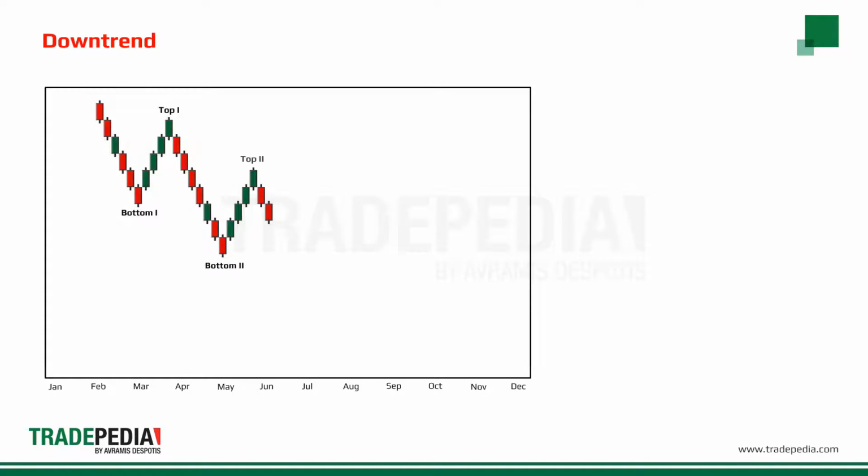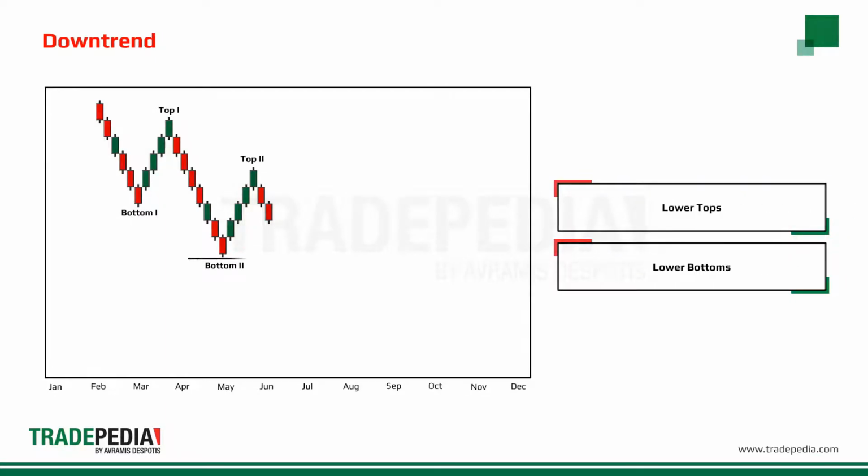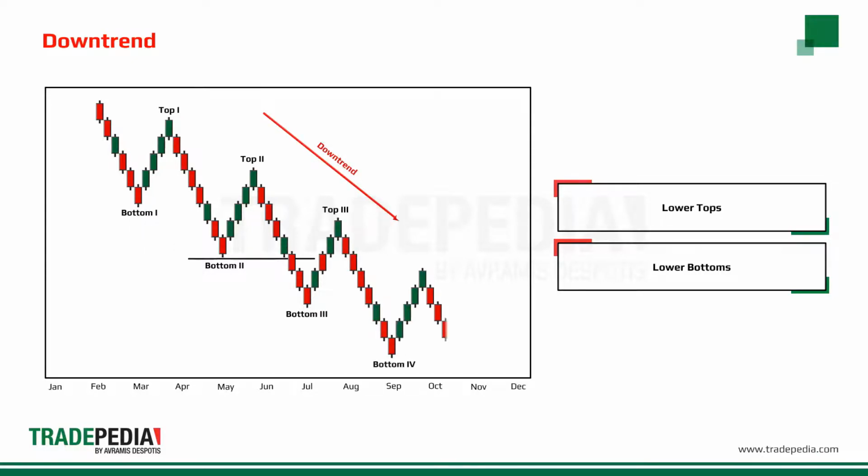A downtrend is just the opposite: lower tops and lower bottoms. As long as each top is lower than the previous top and each bottom is lower than the previous bottom, the downtrend is intact. This is what constitutes a well-structured downtrend.